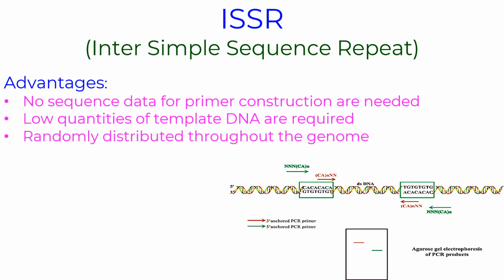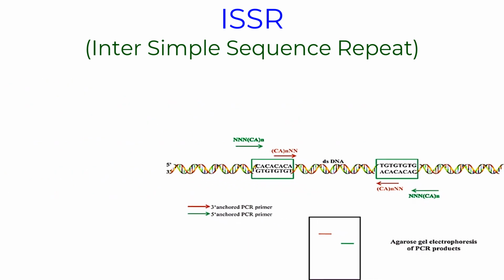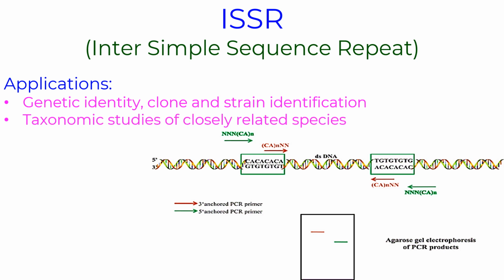Advantages: the advantages of ISSR are that no sequence data for primer construction are needed, low quantities of template DNA are required, and it is randomly distributed throughout the genome. Disadvantages: the disadvantages of ISSR are that it is a dominant marker and it has reproducibility problems. Applications: genetic identity, clone and strain identification, taxonomic studies of closely related species, and gene mapping studies.